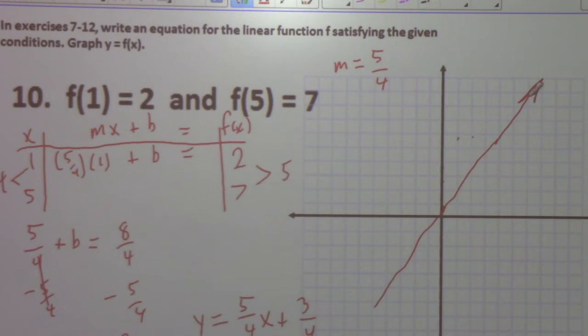Not the most perfectly straight line I've ever drawn in my life, but probably for this class it may not be so bad. And then we mark where our points are, 1, 2. Does that work out? Yes, it does. And then 5, 7. 1, 2, 3, 4, 5. 1, 2, 3, 4, 5, 6, 7. That's pretty good. Okay, so really that's it.